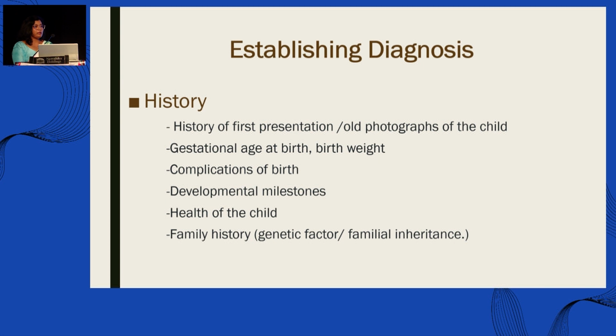Also, as I said, infantile esotropia usually occurs in an otherwise healthy child. So we need to exclude, by history, any complications of birth, any developmental delays, the milestones, and other health issues of the child. And there is also a factor, familial inheritance, associated with infantile esotropia.